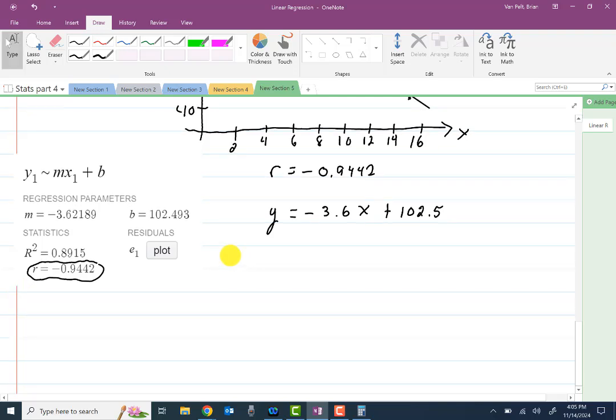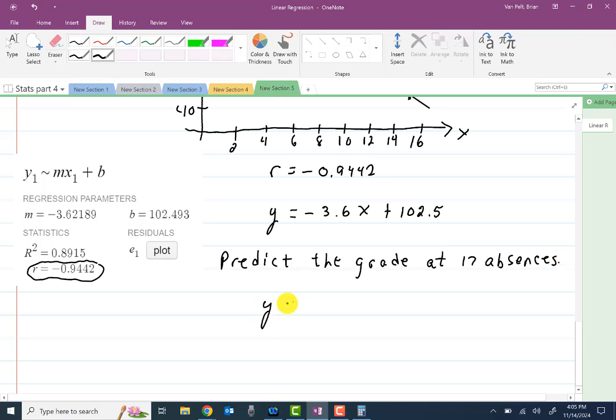And then we could say predict the grade at 17 absences. Well, we take y equals negative 3.6 times 17 plus 102.5, and that will be your prediction. I end up with 41.3. It kind of makes sense, though, that the more days you miss, the worse you're going to do in a class.